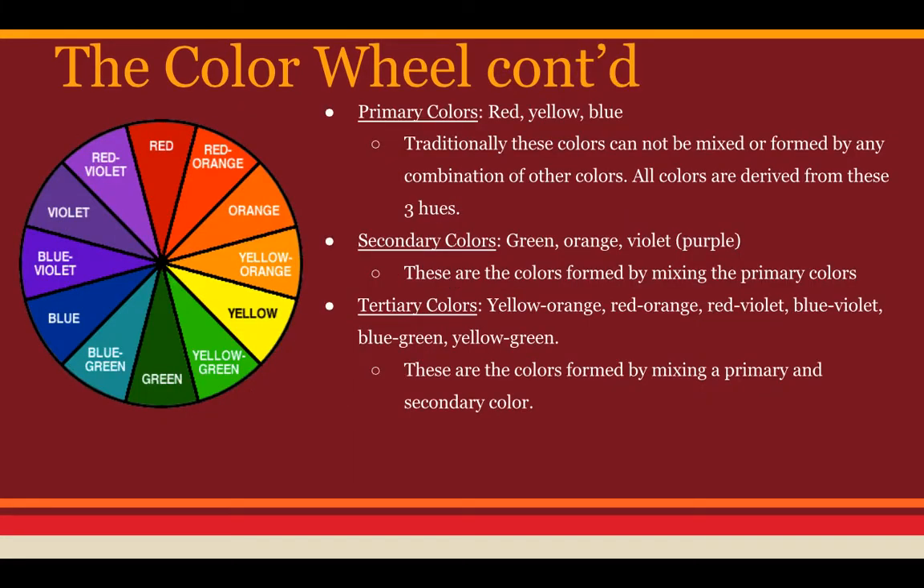The primary colors are red, yellow, blue, and these traditional colors cannot be mixed or formed by any combination of other colors. All colors are derived from these three hues. The secondary colors are green, orange, violet. These are the colors formed by mixing the primary colors. Tertiary colors: yellow-orange, red-orange, red-violet, blue-violet, blue-green, yellow-green. These colors are formed by mixing a primary and a secondary color together, as seen on the wheel.